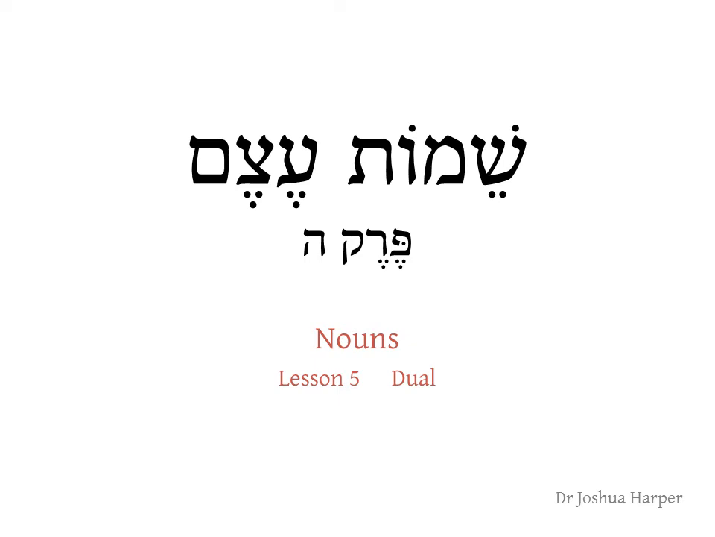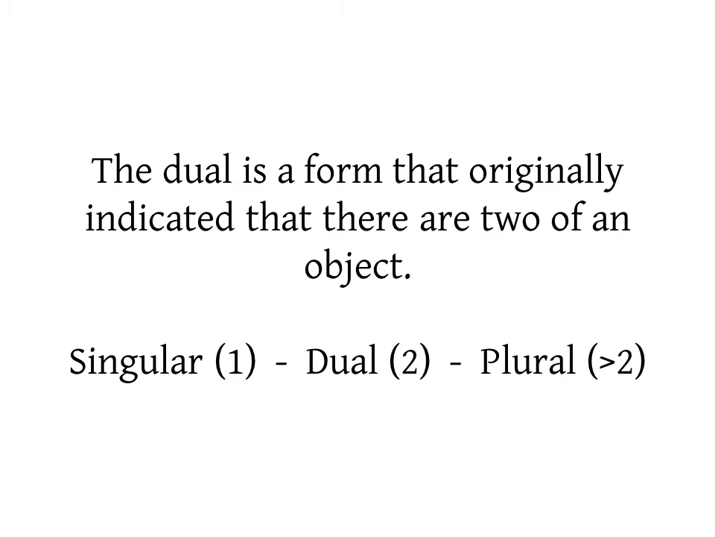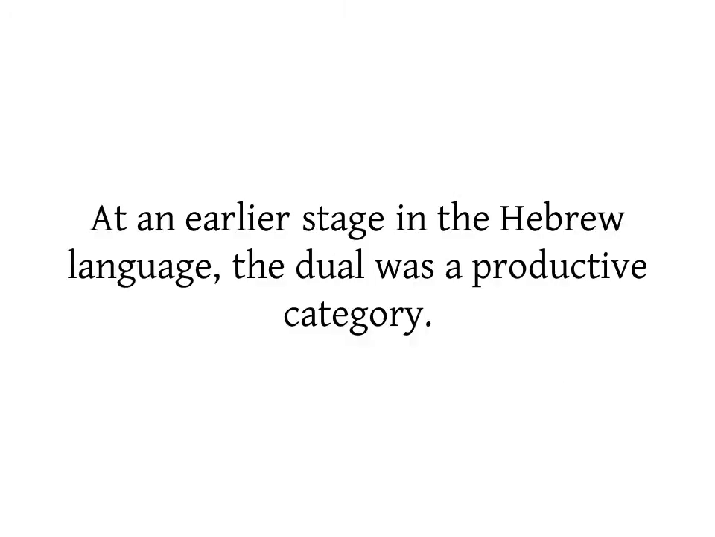Shalom Talmidim, Shemot Etzem Perek He, Nouns, Lesson 3, The Dual. The dual is a form that originally indicated that there were two of an object. So a singular was used when there was one object, the dual when there were exactly two, and the plural only when there were more than two.